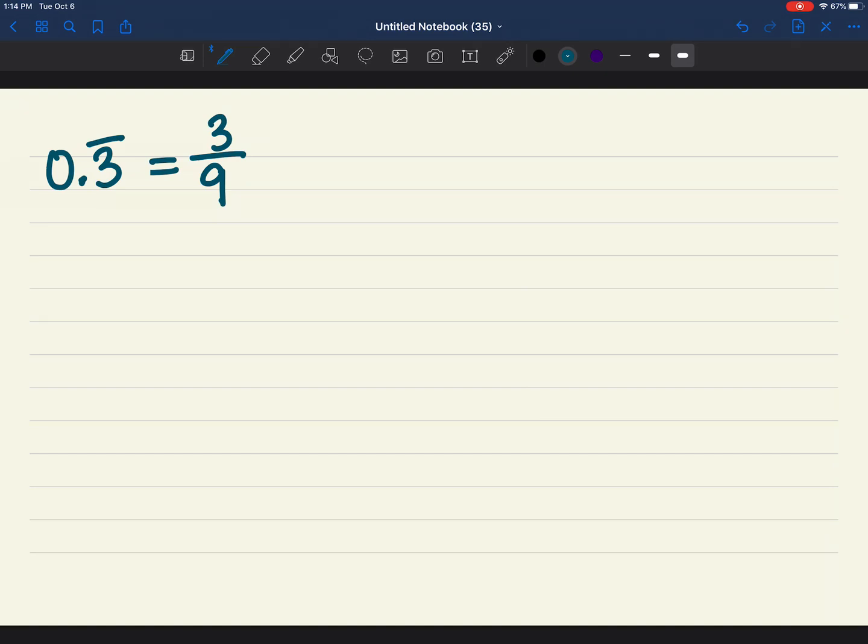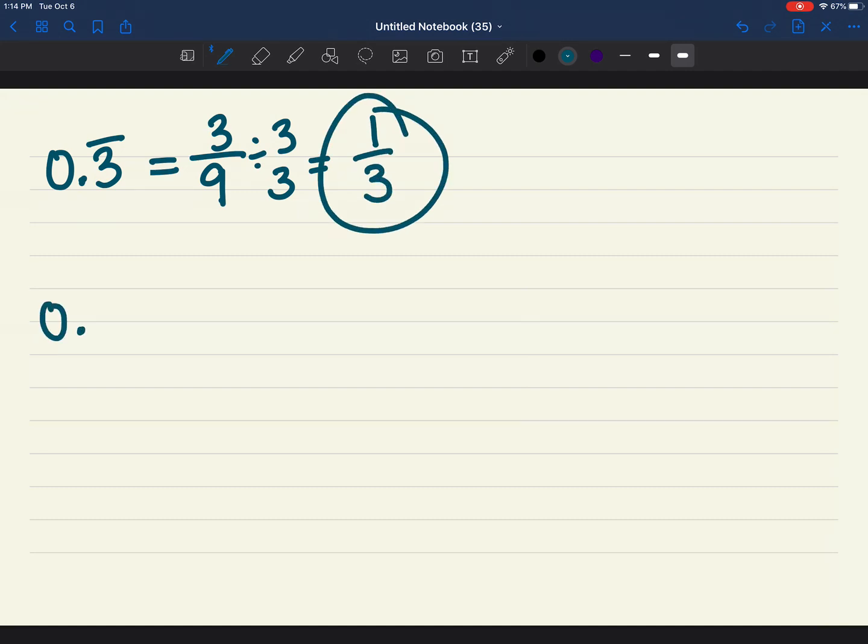Now, should I leave this as my answer? Yes or no? Why? Both numbers are divisible by 3, so I would get 1 over 3.